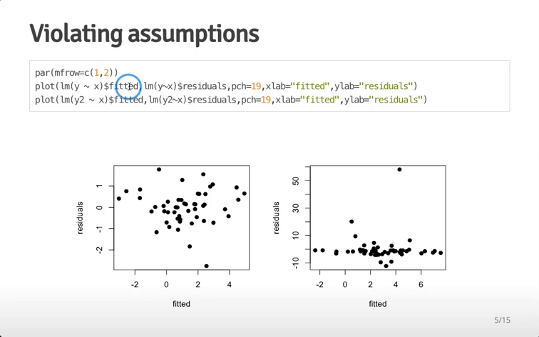And I can plot the fitted values versus the residuals. So this is, again, one of those model checking plots that you might make. In the case of normal errors, you see exactly what you'd expect to see: a cloud of points with no real relationship.